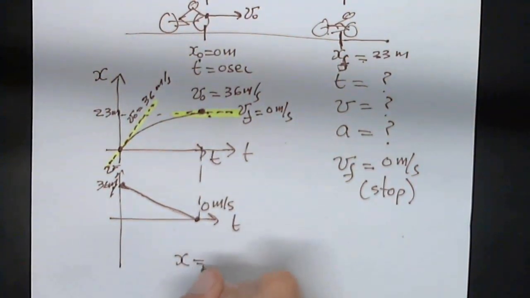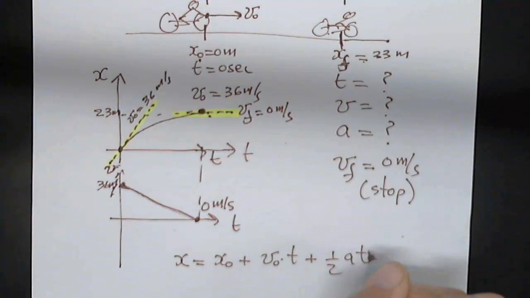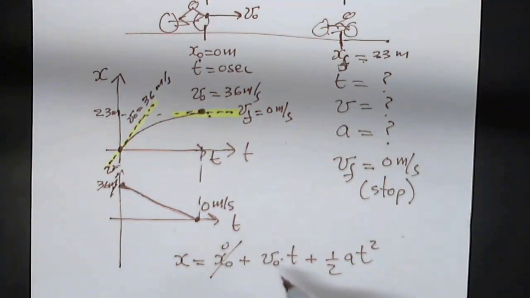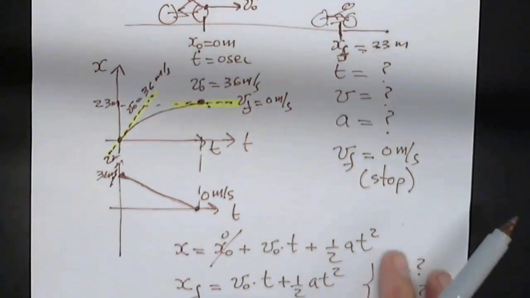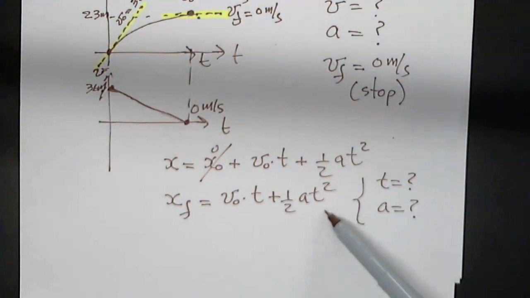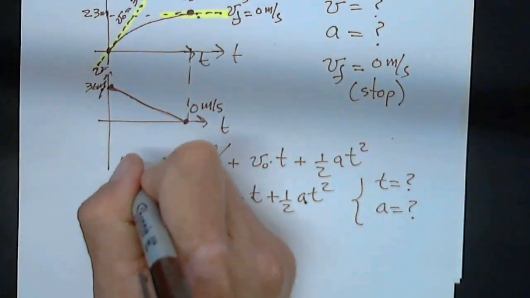So let's put this equation. Always try to use this one first, if possible. And you see the initial position is 0, but the initial velocity is not. And you know that the final position is 23. So this is all given, but useless because time is unknown and the acceleration is unknown. So there is nothing you can do now with this equation because time and acceleration are not given. So this is the first kinematic equation.